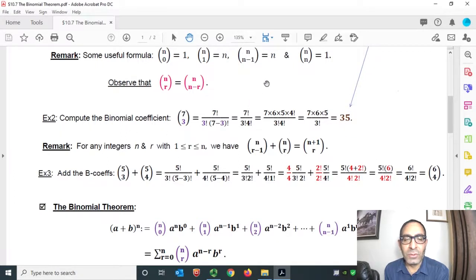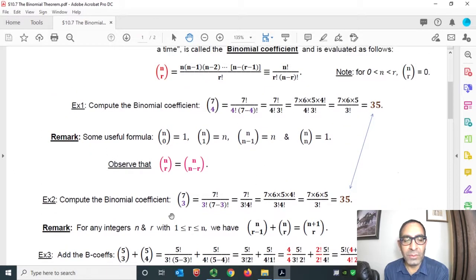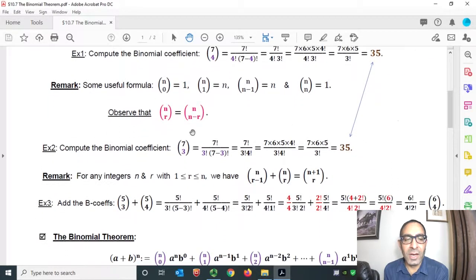So example 2 and example 1. In example 2, we computed the binomial coefficient 7 choose 3, and in example 1 we computed the binomial coefficient 7 choose 4. Both turned out to be the same value 35. So this verifies our result here. This verifies the fact given in the pink color here: n choose r equals n choose n minus r. Awesome.